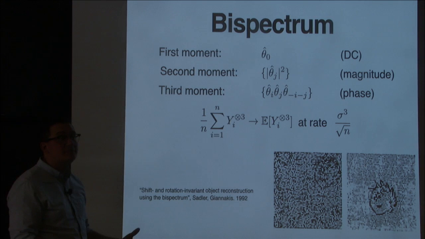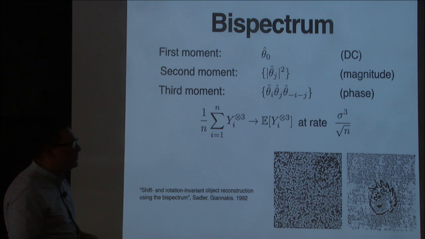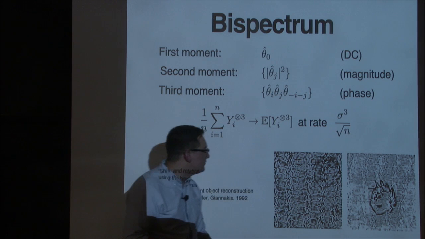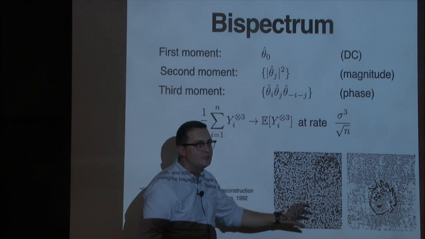It's called the bispectrum, and it was actually a pretty popular method in the early 90s. Giannakis, for example, was someone that was pushing it a lot. Here they're looking at a very similar problem to the one I'm describing, except that they have this image of Calvin that's not shifted in one dimension; it's translated in two dimensions. And they were using the bispectrum to reconstruct it.